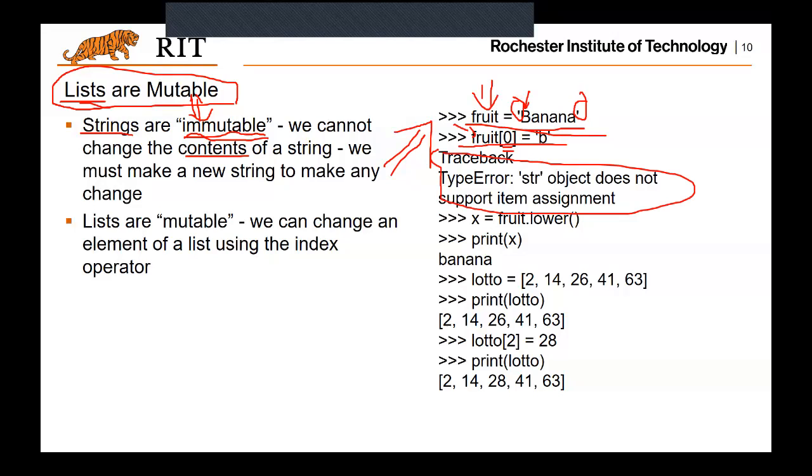I will give you 1 minute to just key in this code and see whether you will have a similar error or not. Just open your Jupyter notebook. I'll give you 1 minute to test these 2 lines. Just assign banana to fruit and try to change the first element of fruit and see what's going on. Okay?